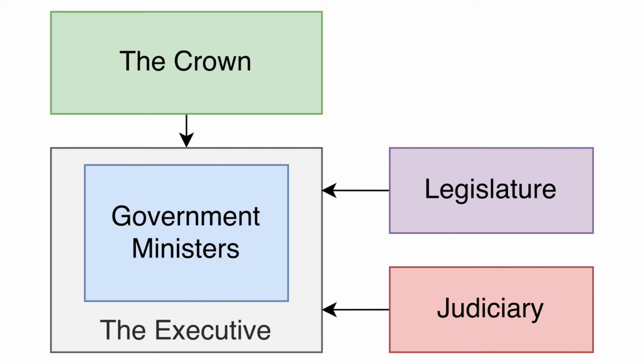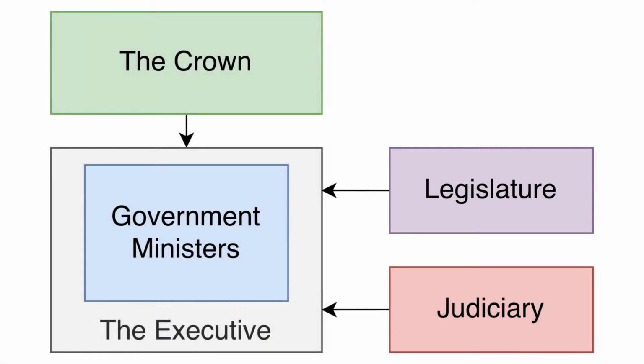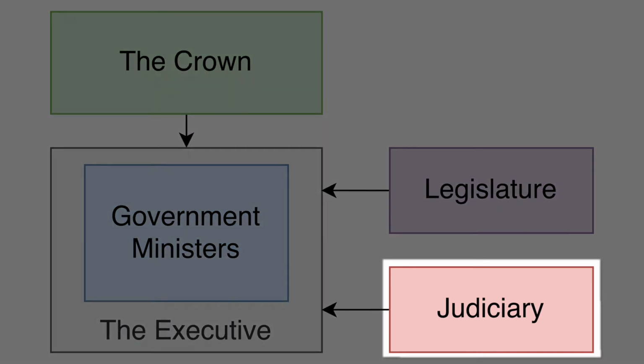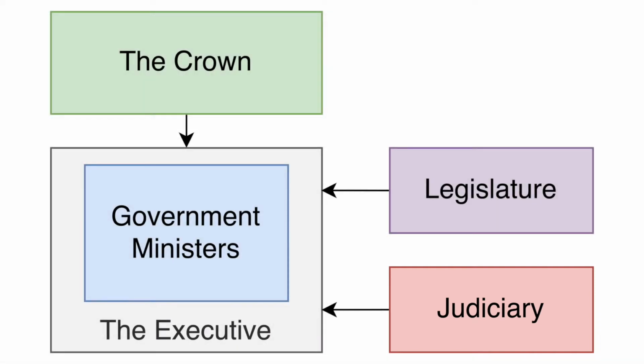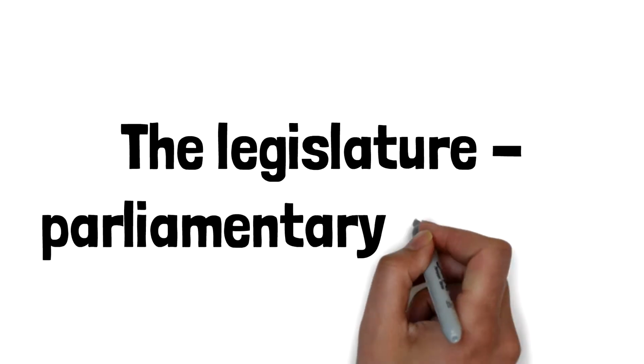The accountability of central government is ensured in the main through the separation of powers between central government and the legislature, so the UK Parliament, through which proposed laws, bills, must be scrutinised and passed before becoming law, and the judiciary, through which various government actions can be challenged, for example, through judicial review, legislation interpreted, and powers like the royal prerogative demarcated. So let's start with the legislature and parliamentary privilege.